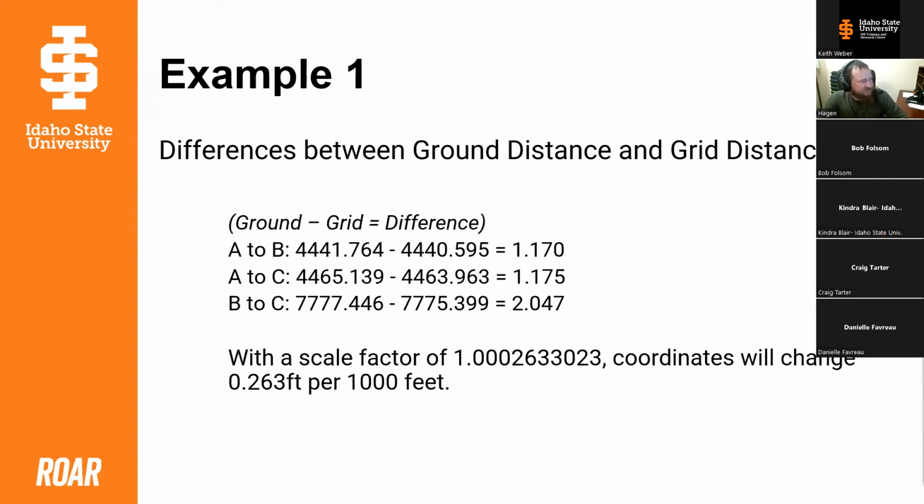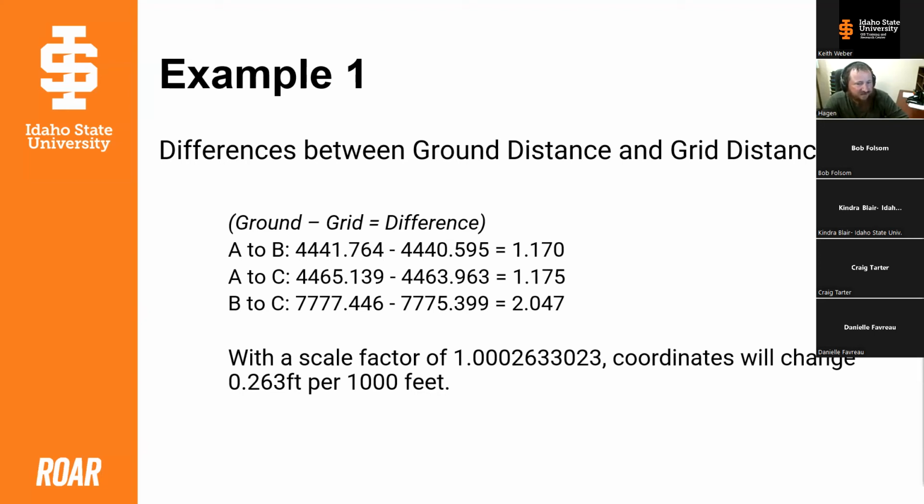If we compare those, the differences between the measured or computed ground distance and the grid distance, line A to B is on the low end. That's our closest. We have a difference of 1.17 feet in that measured line. For a surveyor, that's a pretty big deal. Well, for a lot of people, we want our ground measurements to be much closer than that. Line B to C is the longest line, and so it has the greatest distortion, and the difference between grid and ground distances there is over 2 feet.